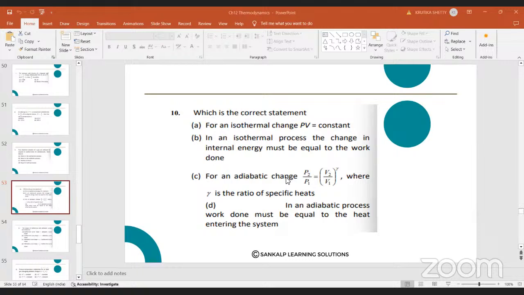So option B, at least, is wrong, no problem in that. What about C and D? A is correct, no problem. A is 100% true. PV is equal to constant. So C is also wrong, because if you cross multiply, it should be P1 V1 raised to gamma is equal to P2 V2 raised to gamma, but here it becomes P2 V1 is equal to V1 P1 V2. Yes, that is also wrong. Option A is the correct answer here, students. Very good.